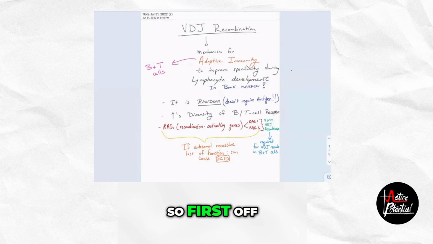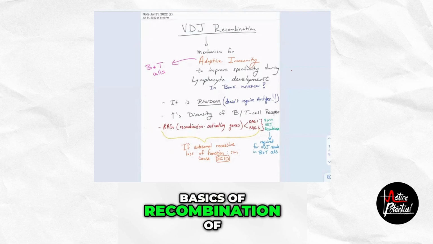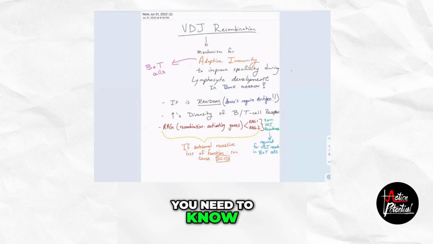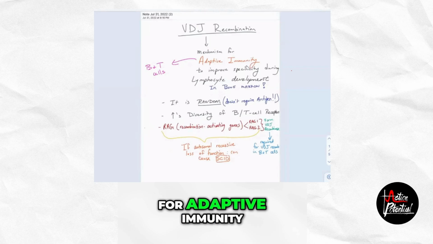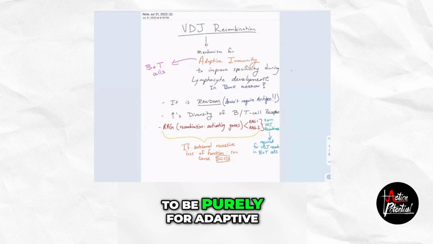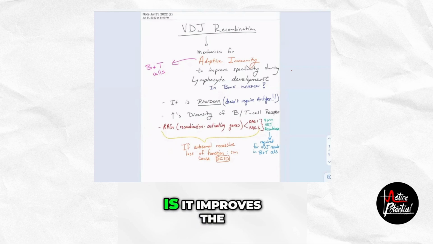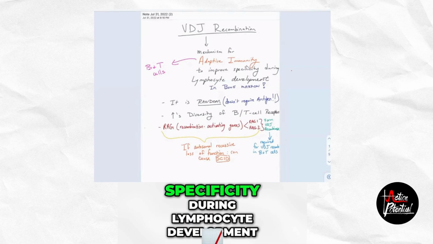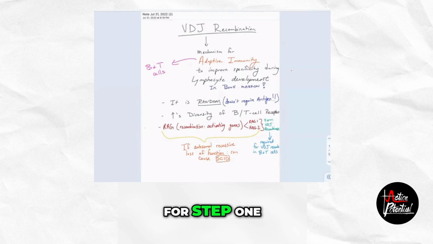Okay, so first off, basics of recombination of the VDJ segments. You need to know that it's a mechanism for adaptive immunity. So you have innate immunity and adaptive immunity, and this is going to be purely for adaptive. And what it does is it improves the specificity during lymphocyte development. For step one, you must know that it occurs in the bone marrow.